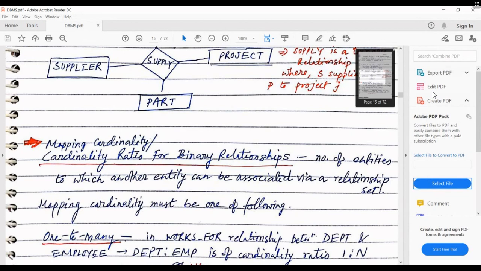So mapping cardinality or ratio for binary relationship. Now, mainly the cardinality ratio or mapping cardinality is defined for binary relationship. For ternary relationship, generally it is not defined. That's why it is mentioned here. So the definition is the number of entities to which another entity can be associated via a relationship set.